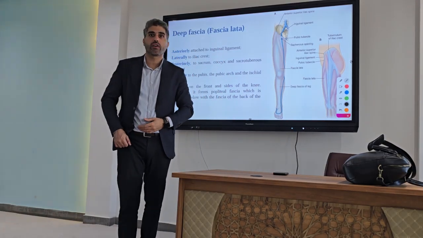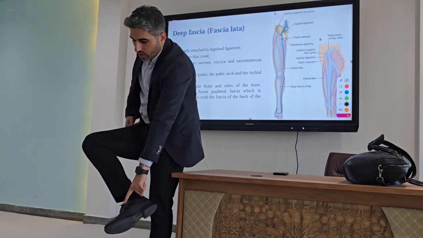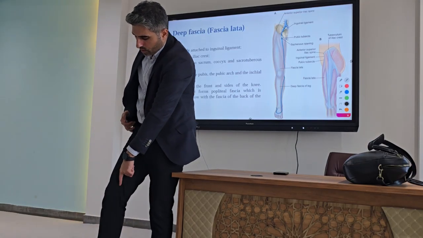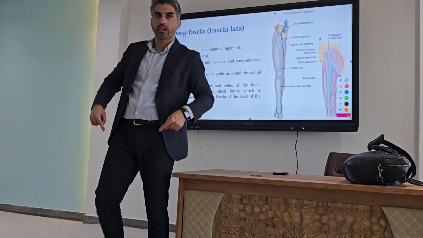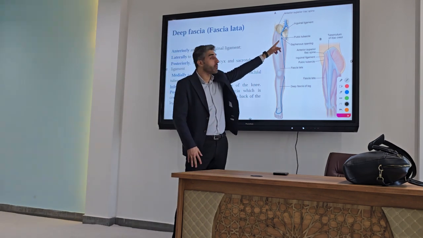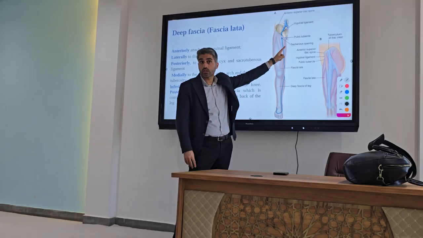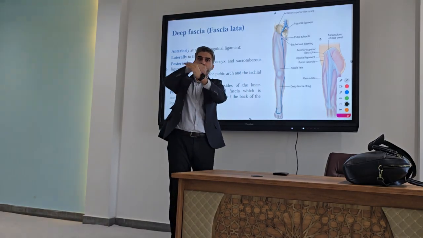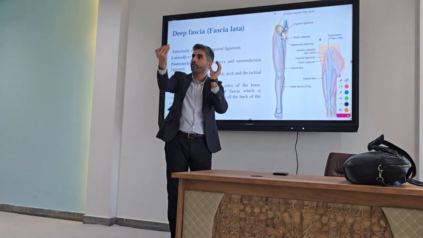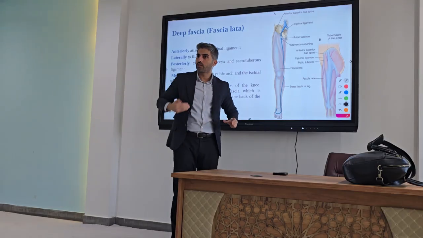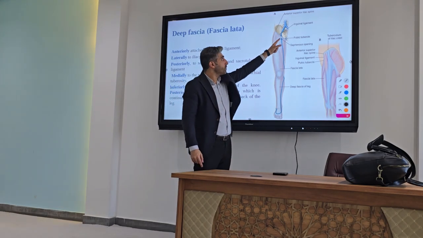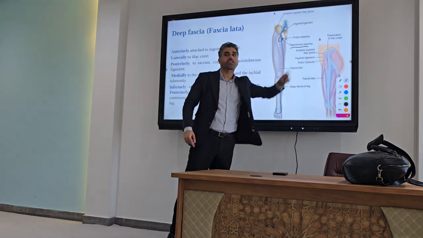Great saphenous vein. It starts from the dorsal side of the foot, goes up, goes up, goes up, and finishes here. And this foramen, this opening in the fascia lata, is for this vein. This vein from the superficial part goes deep. Okay, so the name of this foramen is the saphenous opening.